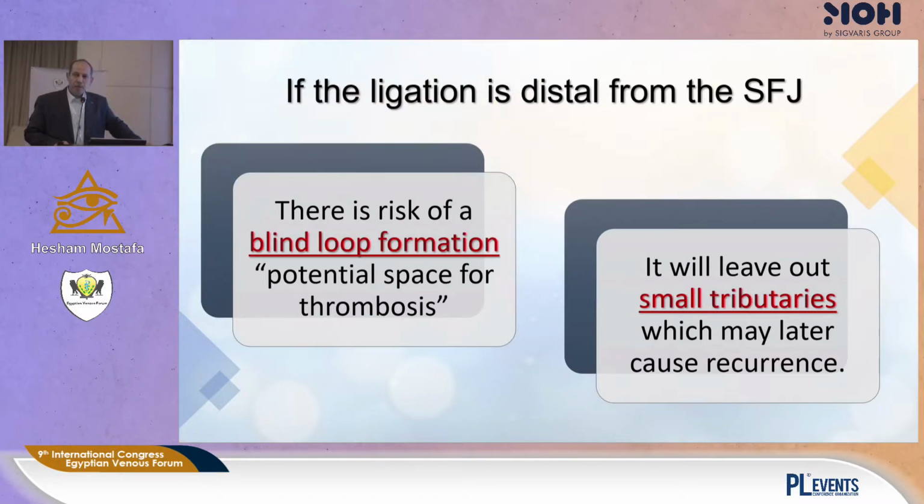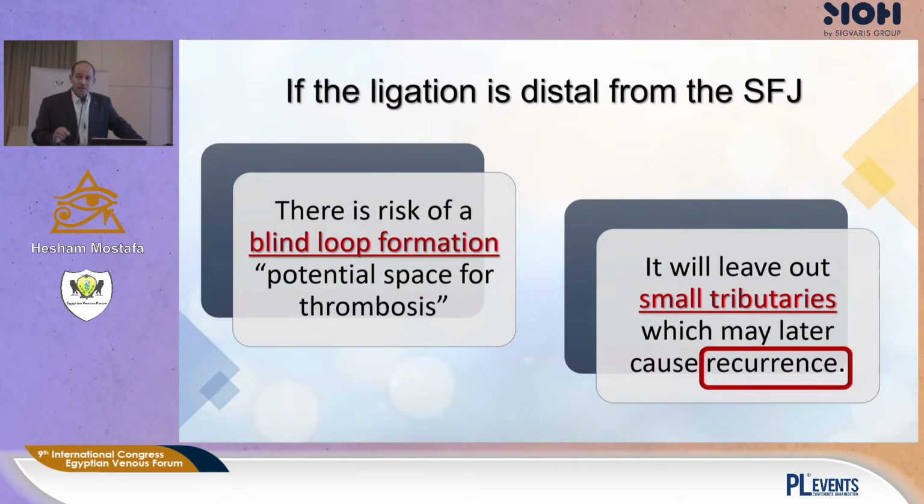What if we don't adopt the principle exactly? If we leave a segment of the great saphenous and we ligate it distal to the saphenofemoral junction, two things could happen. The first thing is we may leave a blind loop which may harbor thrombus, and this could shower later on, which is actually a remote possibility. But more commonly, we may leave an unligated tributary, which could be a cause for recurrence.